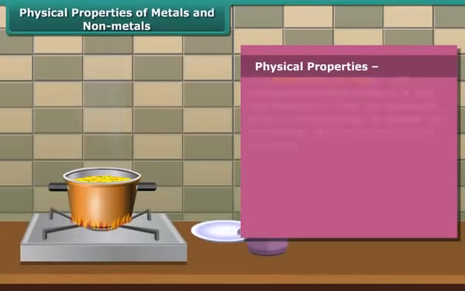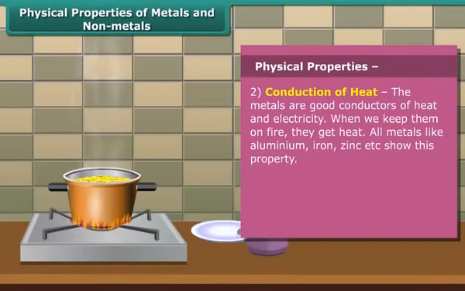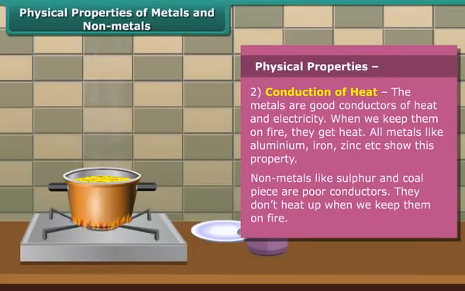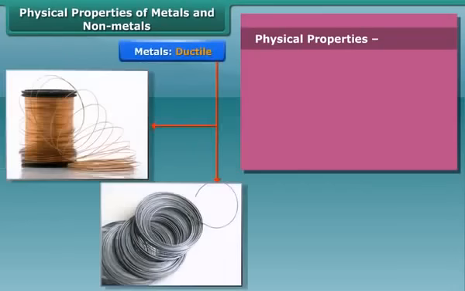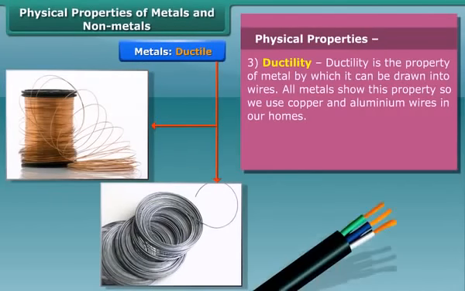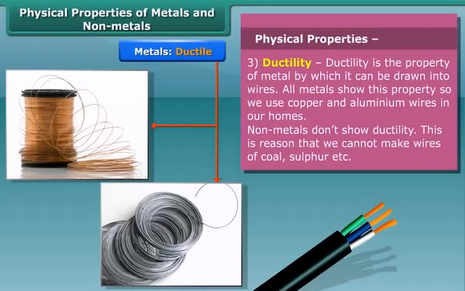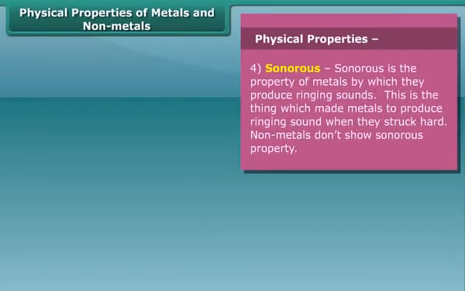Next property is conduction of heat. Metals are good conductors of heat and electricity, while non-metals are poor conductors. The property of metal by which it can be drawn into wires is called ductility. It is the third property of metals. Non-metals don't show ductility. Now let's talk about another property of metals, that is sonorous.